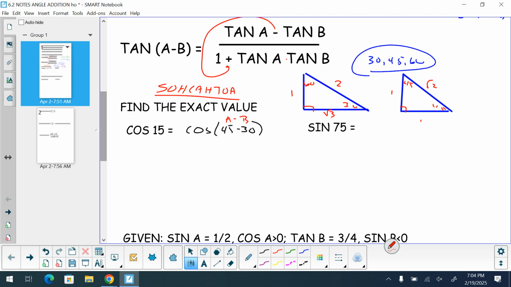Try not looking above, but if you need to, that's fine. When I deal with cosine, it's cosine, cosine, sine, sine. And the negative sign turns into a positive, or if it's a positive sign, I turn it into a negative. So we can expand out cosine A times the cosine of B plus the sine of A times the sine of B: 45, 30, 45, 30.